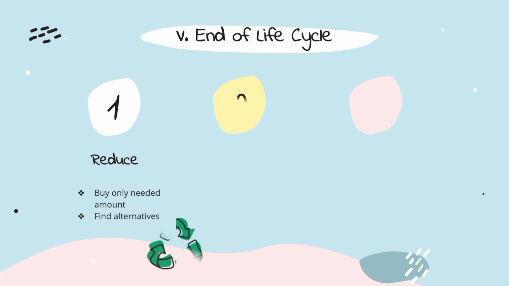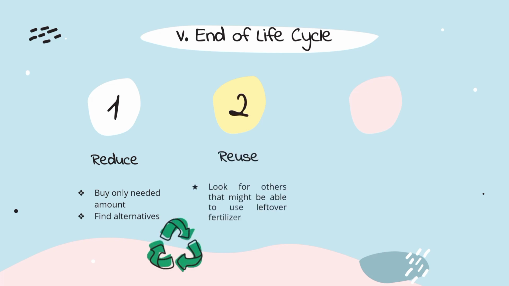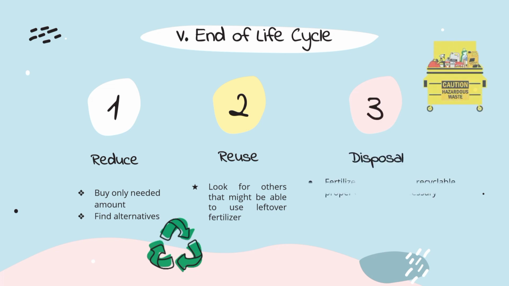Last but not least, the end of life cycle. There are several ways to manage and dispose of fertilizer after usage. First, to reduce. We should buy only the needed amount or find alternatives for fertilizers. Furthermore, to reuse. We should look for others who might be able to use leftover fertilizer. In addition, to dispose. Since fertilizers are not recyclable, proper disposal is necessary.